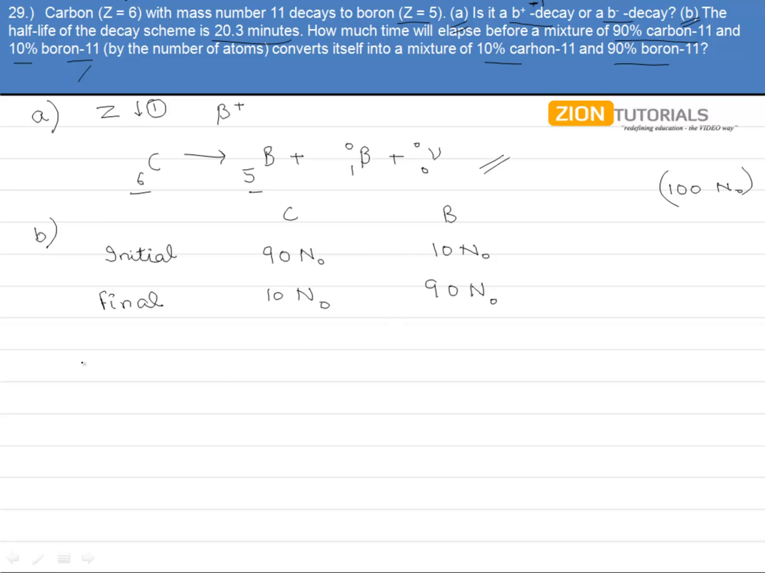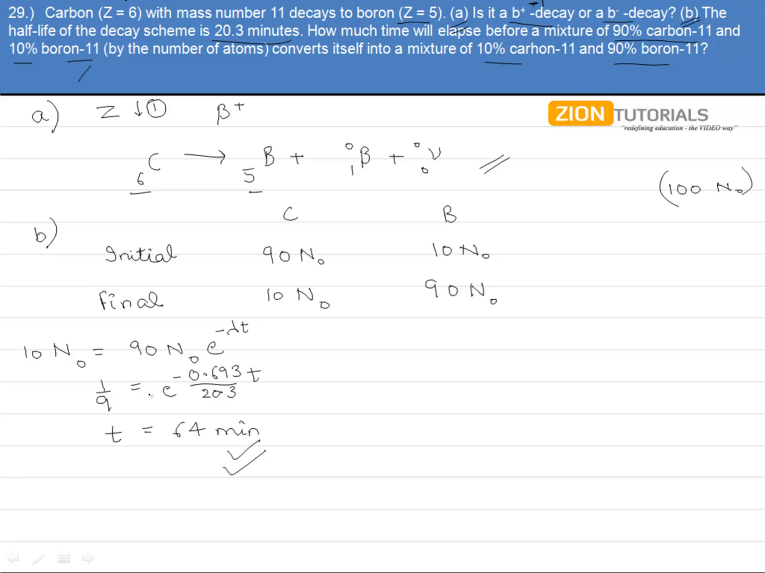So let us apply the equations for these. We can write N, that is final, equal to N naught, that is initial, e to the power minus lambda t. So we get 1 by 9 equal to e to the power minus 0.693 over 20.3, which is lambda, that is 0.693 over t half, into t. Because t half has been given as 20.3 minutes. From here we take log on both sides, that is ln 1 by 9 equal to minus of this thing, giving us t to be approximately 64 minutes.